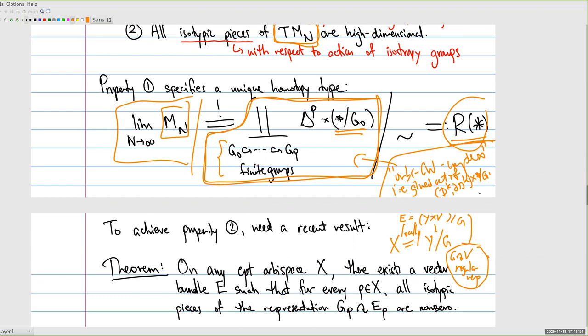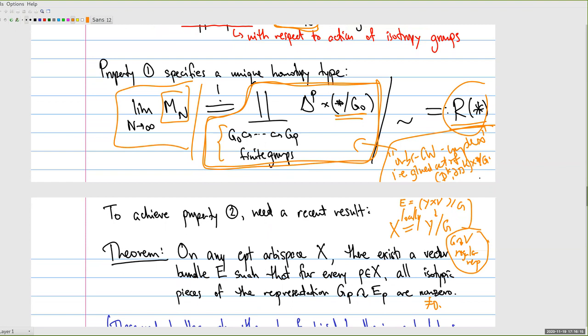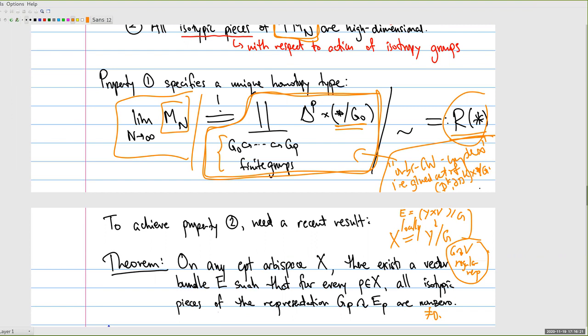But this is just... Excuse me, the language of the last line, all isotypic pieces of the representation are non-zero. So what does that sentence mean in normal language? Let me just write a simpler statement, which is equivalent. So all representations of G_P on E_P are faithful. Oh, okay.